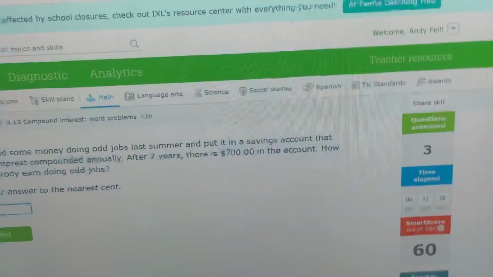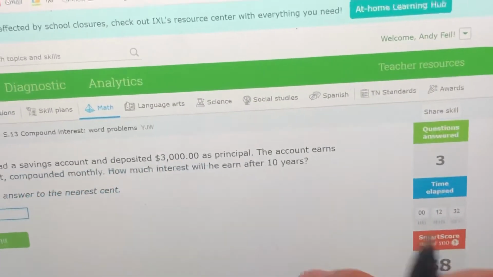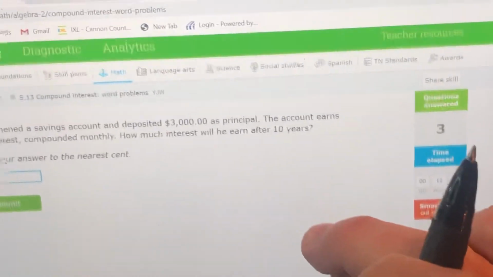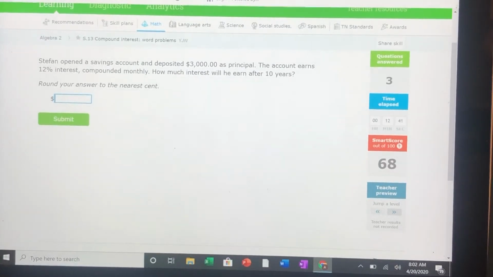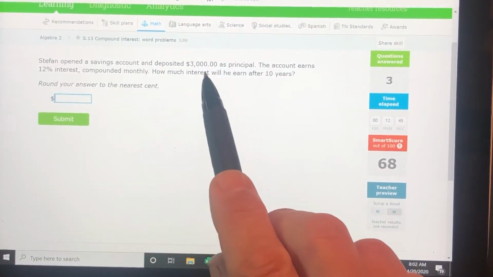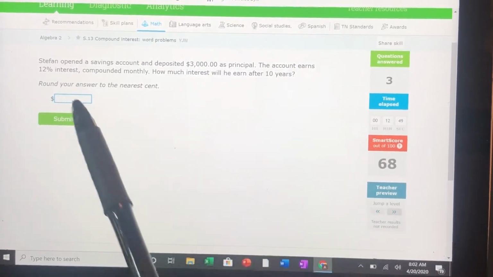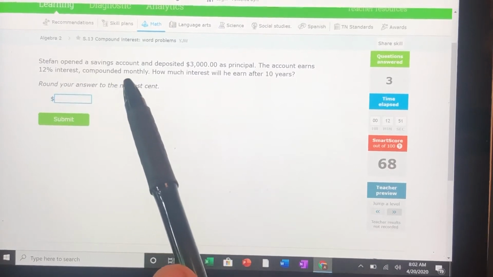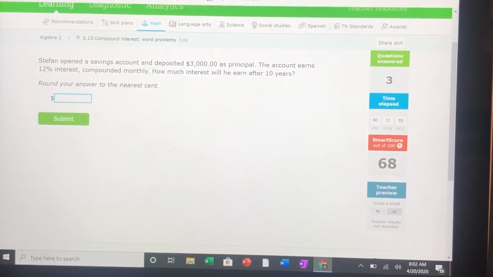Let's see if we can jump up another level and do one more problem, get closer to 80%. Okay, this will be our last one. Let's try this one. I think if we know how to do this kind of problem, that'll get us up to 80%. Stefan opened a savings account and deposited $300 as principal. Okay, they're giving us the principal this time. The account earns 12% interest compounded monthly. How much interest will he earn after 10 years?